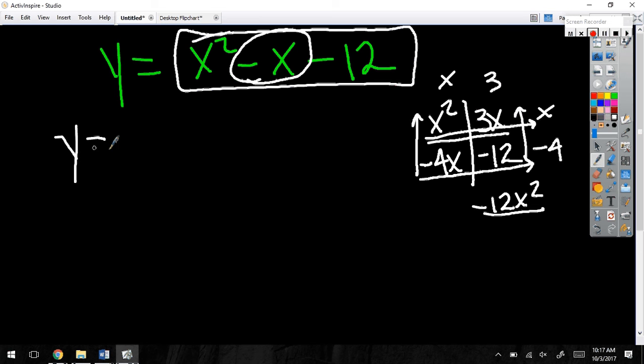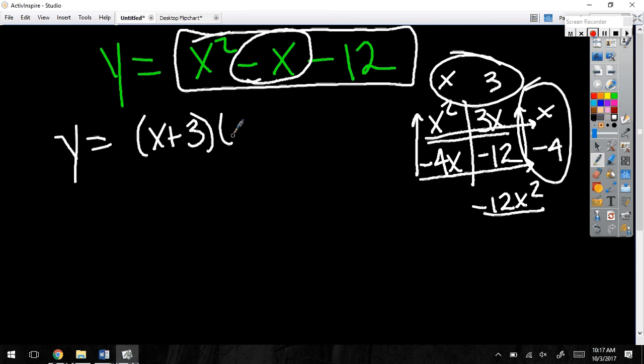Now look what happened. I didn't touch the y, I didn't touch anything on the left side of the equation, but on the right side of the equation, I have changed it now to x plus 3, x minus 4. That's what I started with. The green equation is what I was given. And now I've rewritten it to be the white equation.